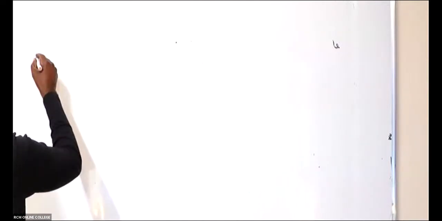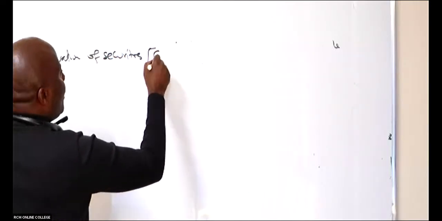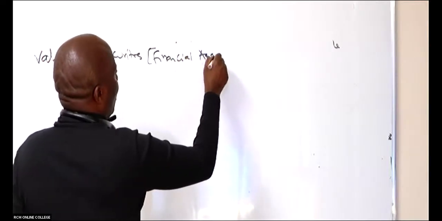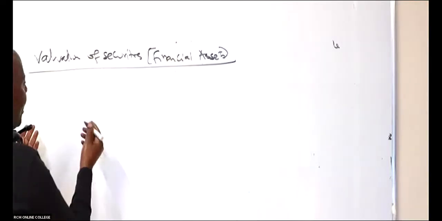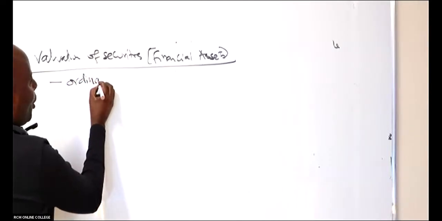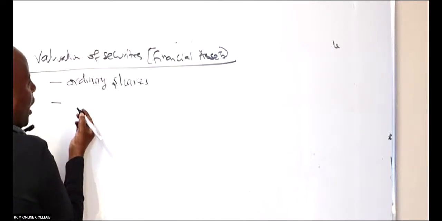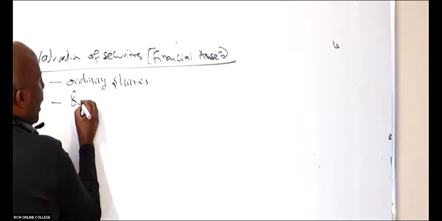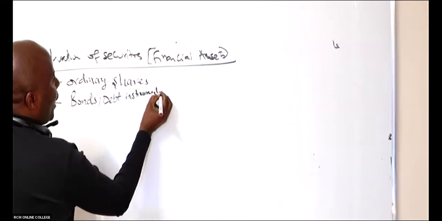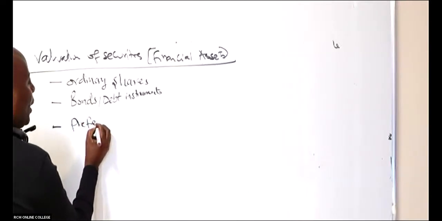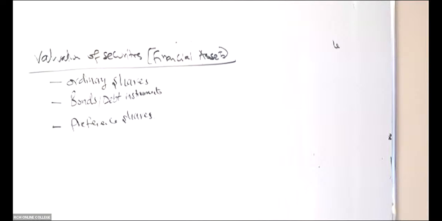So valuation of securities. These securities that you examine are called financial assets. Your syllabus is very clear. It wants me to teach you how to value ordinary shares. Number two, it wants me to teach you, ladies and gentlemen, how to value bonds, debt instruments. And then, of course, lastly, they want me to show you how to value preference shares.